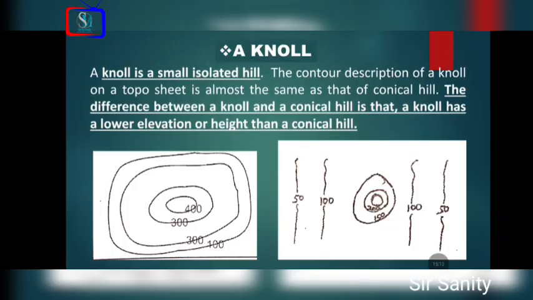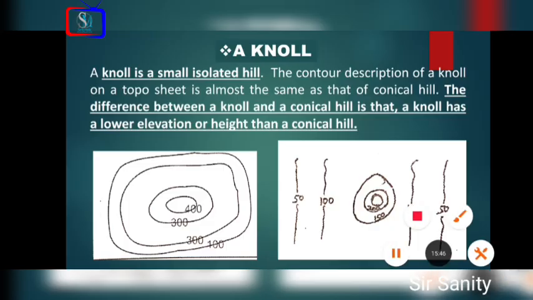Now, a knoll is the smaller form of the conical hill. It's normally an isolated hill, found in open space. The difference between it and the conical hill is that the knoll has a lower elevation. It's not all that tall as you may think or may see. So that is the knoll.